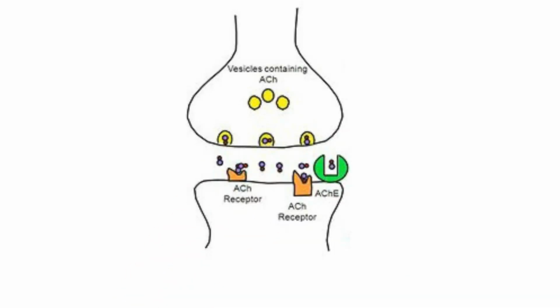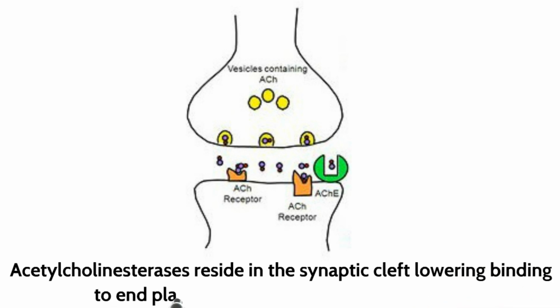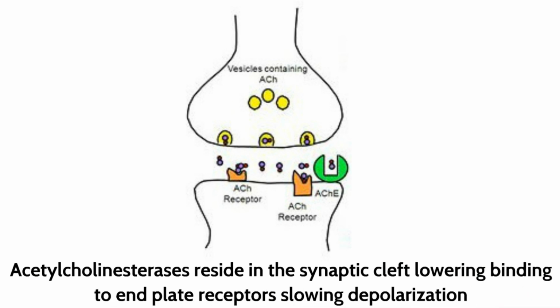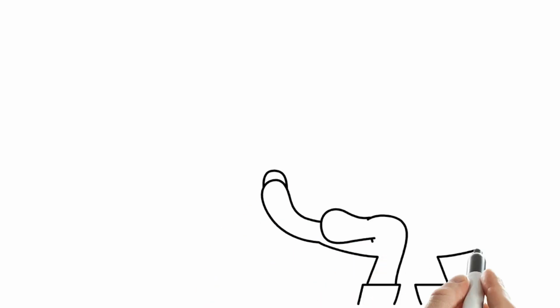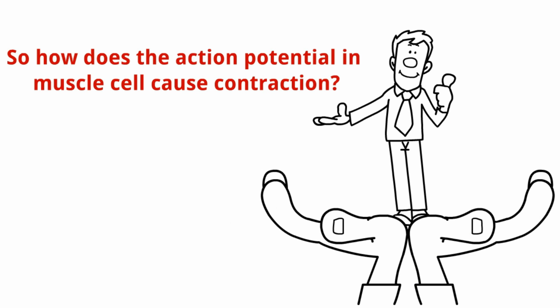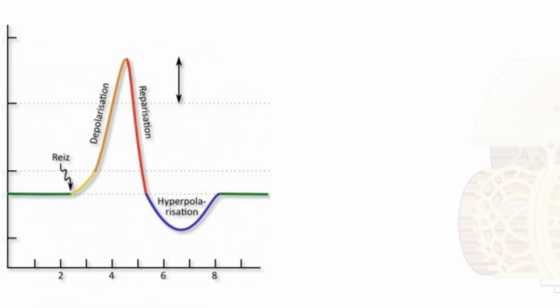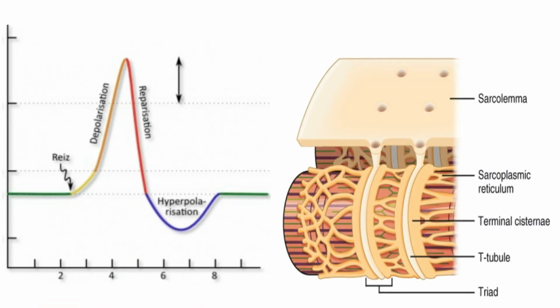For rapid destruction of acetylcholine, acetylcholinesterases reside in the synaptic cleft, lowering binding to end plate receptors, slowing depolarization. So how does the action potential in muscle cell cause contraction? Voltage-gated sodium channels allow sodium influx, depolarizing the muscle membrane, leading to voltage-dependent calcium release. Enough calcium influx then causes calcium-induced calcium release from the sarcoplasmic reticulum, leading to muscle cell contraction.